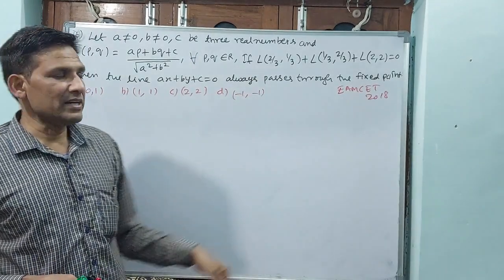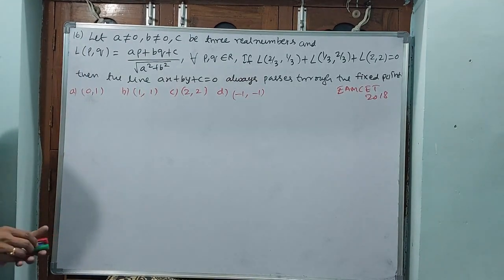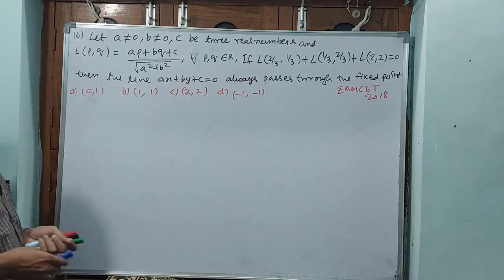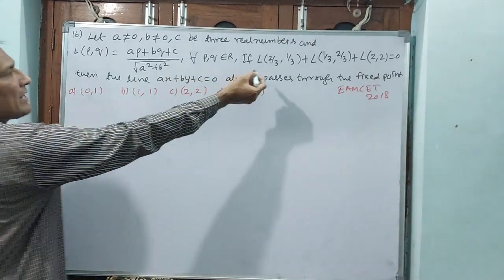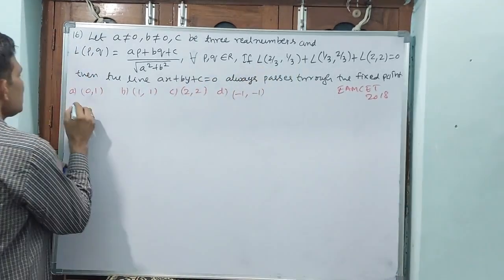Four points they have given. See, the answer is (1, 1). I am showing how it is. Okay, let us proceed further. One by one I am taking. You see, L(2/3, 1/3), write down.